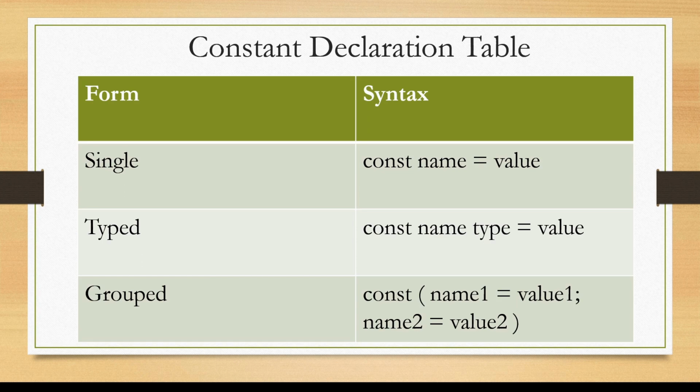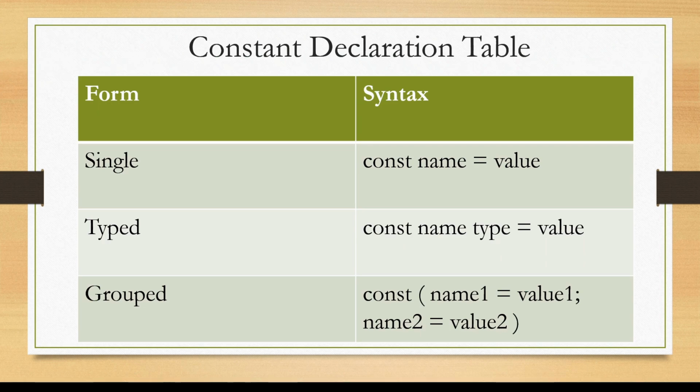Now let's go row by row. Form: single. Syntax: const name = value. So this is the simplest way. You are just saying, hey Go, here's a constant with this value. Think of it like declaring the constant pi = 3.14, quick and straightforward.